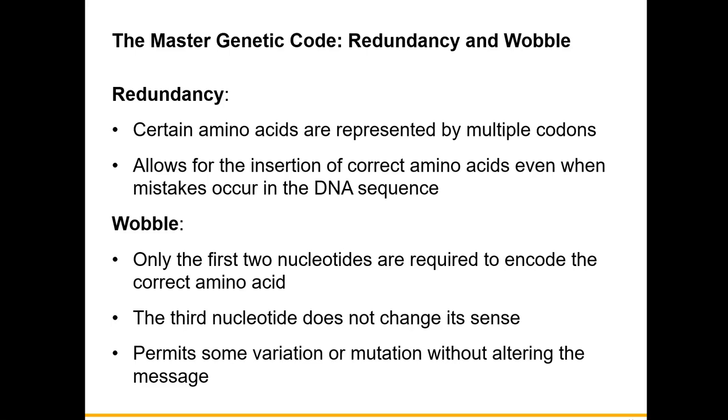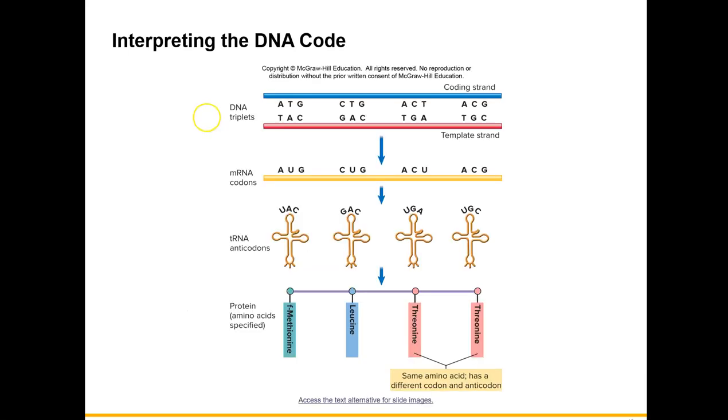So there's a redundancy of the code, which means that certain amino acids are represented by multiple codons, and this allows for the insertion of the correct amino acid even when mistakes occur in the DNA sequence. There's a wobble. So the first two bases are required to encode the correct amino acid. The third does not change its sense. So multiple codons will make the same amino acid on that third base. This permits some variation or mutation without altering the message.